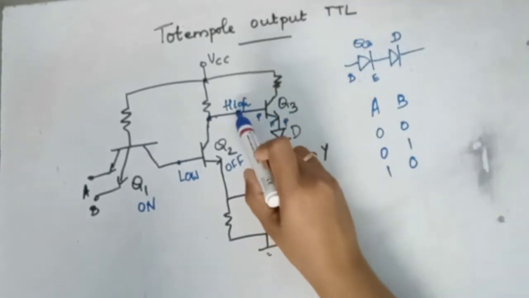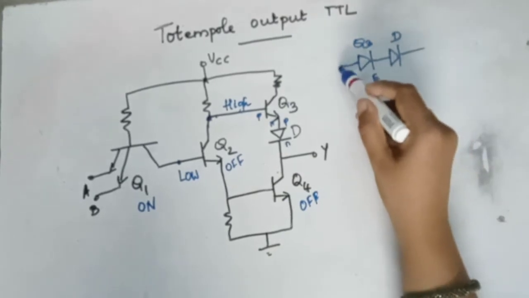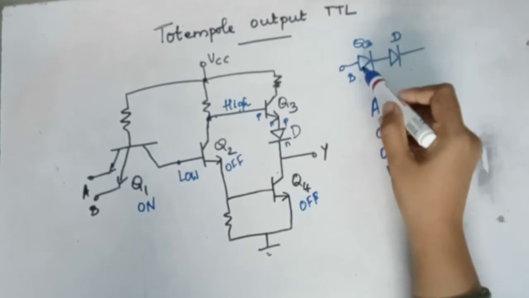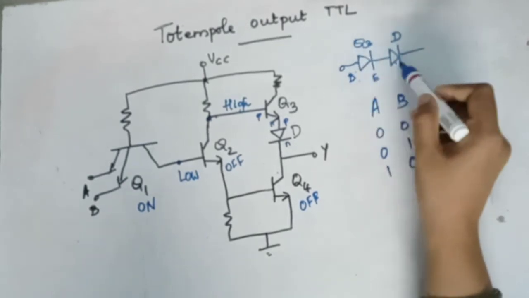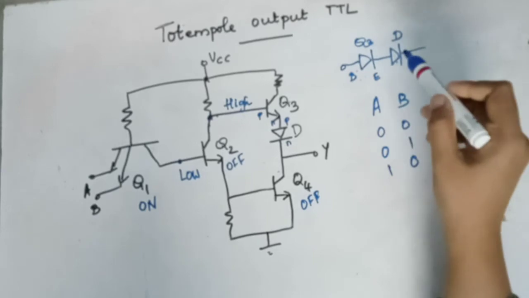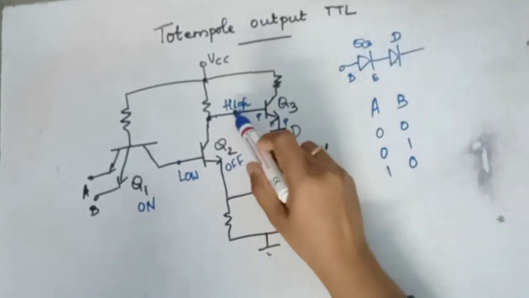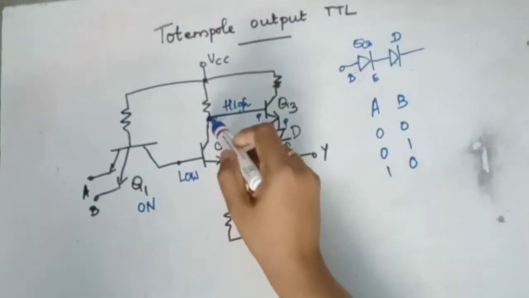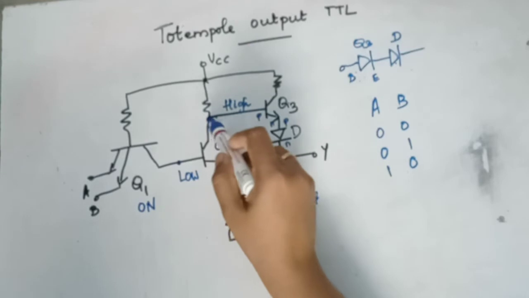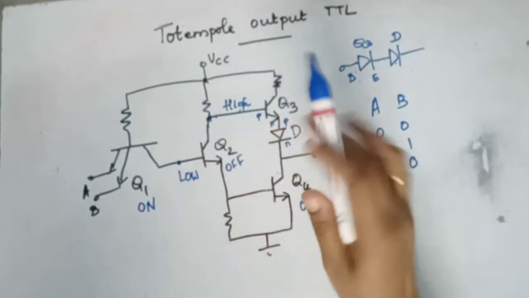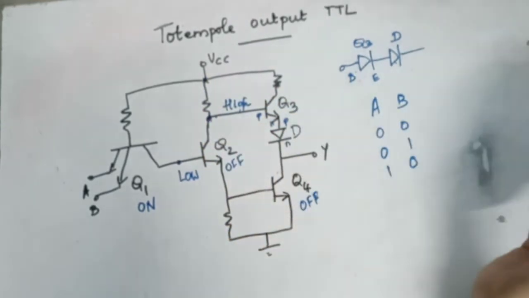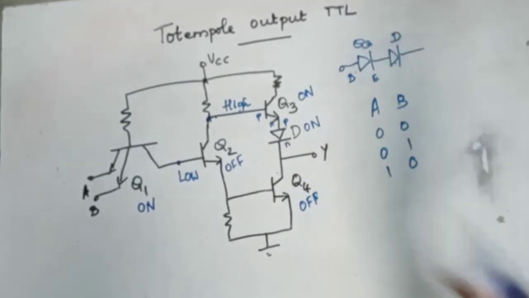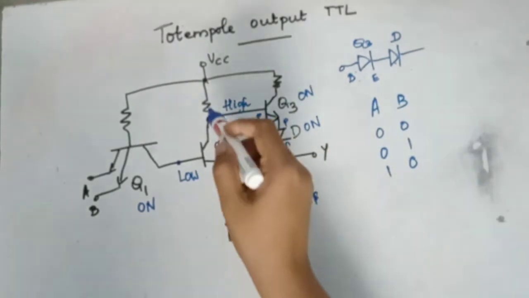So in this case, what should be the voltage here so as to make Q3 and D on? It should be equal to at least 2 diode cut-in voltages. So let's take it as 1 volt. So here you have 5 volt because Q2 is off. So there is no current through Q2. So the full voltage will come here. So 5 volt you have, Q3 and D is on. And Q4 is off. So how does it look like?